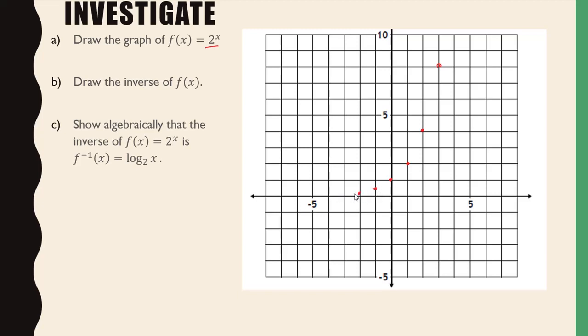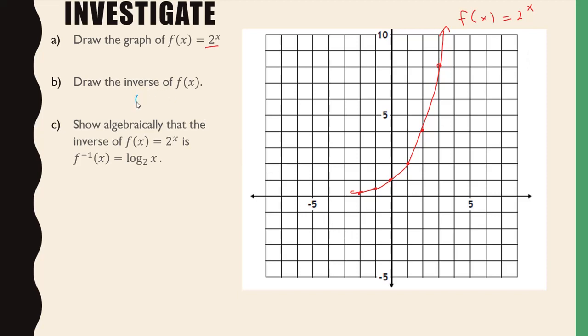We have to make it very clear that this graph never actually hits the axis. There is an asymptote there. And then we're going to continue our graph. It's continuous in both directions. So there we go. We've got f of x is equal to 2 to the power of x. Now it's asking for us to draw the inverse. Now that inverse, that means we're reflecting over the line y equals x.